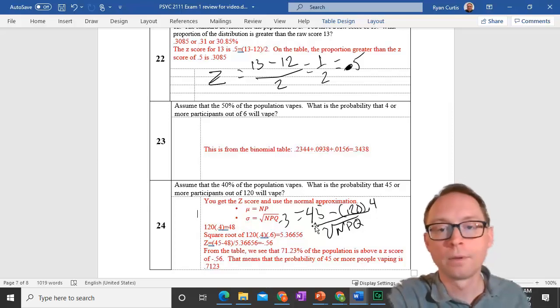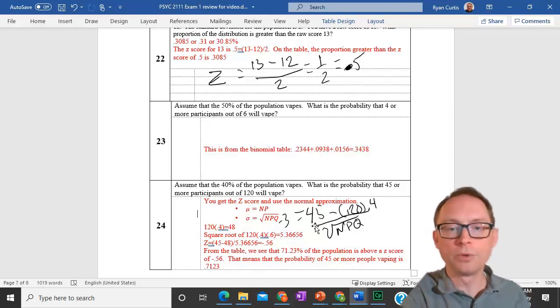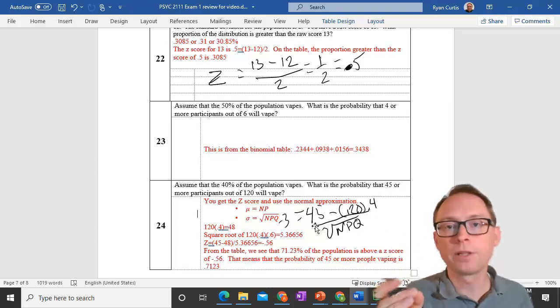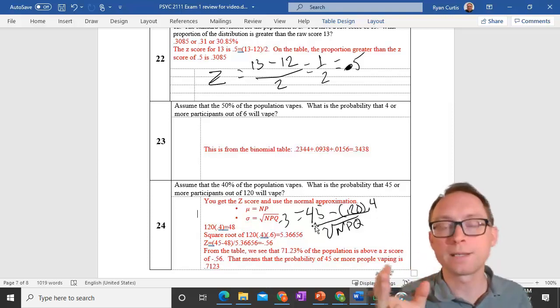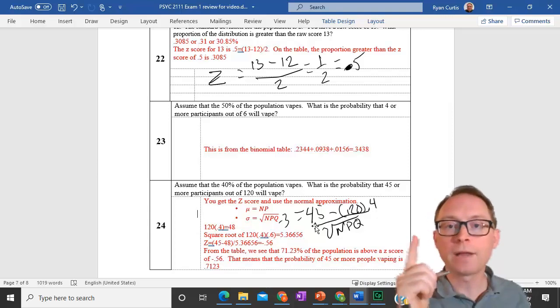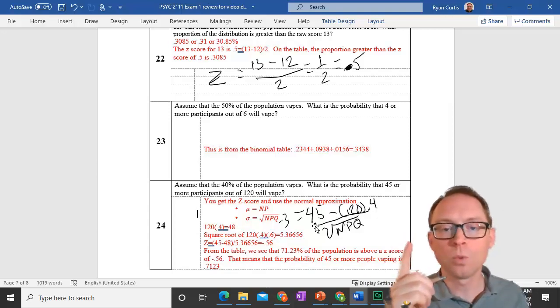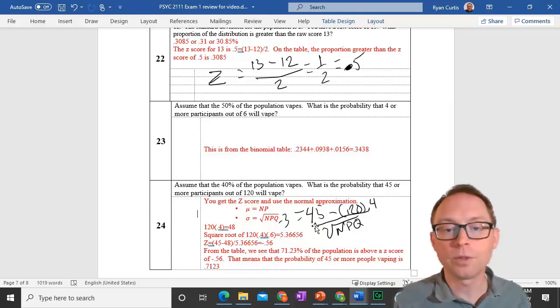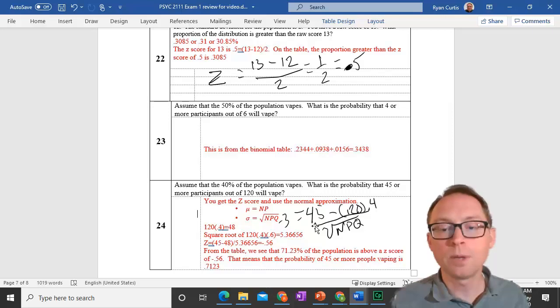Well, we don't have that here, do we? It's a binomial. You either vape or you don't. So the probability that you do vape is 0.4. The probability you don't vape is 0.6, because all the probabilities have to add up to 1 total. So if p is 0.4, then q has to be 0.6. So what this is saying is n times p, so 120 times 0.4, we already know that's 48, times 0.6.